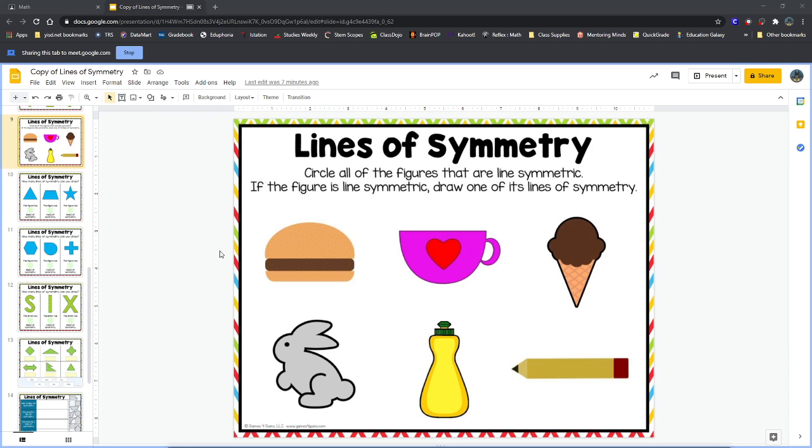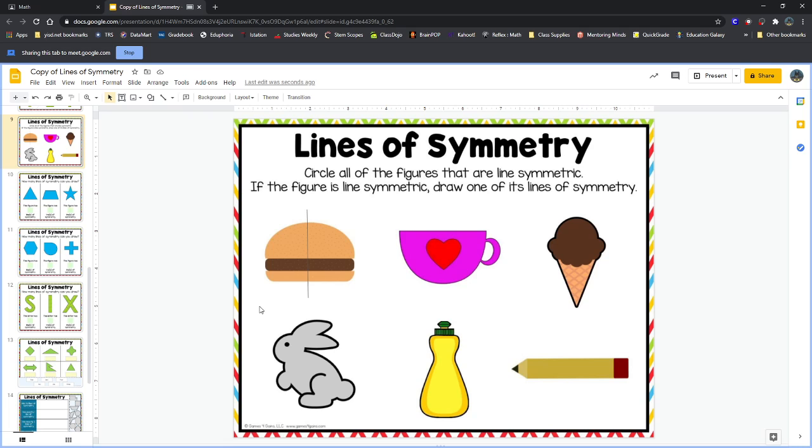Who can tell me, does the hamburger have any lines of symmetry? Noah, does my hamburger have lines of symmetry? Yes, it does. How many lines of symmetry does it have, Noah? It's got just one line of symmetry. If I make a line straight from the top to the bottom, hold on. Oh, it's a squiggle tool. It's not what I wanted. I wanted a line. There we go. If I draw one line from the top to the bottom of my hamburger, I have a line of symmetry.